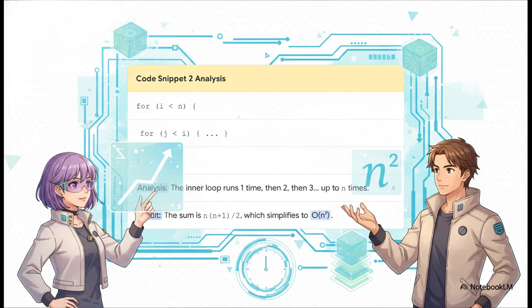Now what do we do? We just apply our rules. We drop the constant, so goodbye division by 2. Then we drop the non-dominant term, see you later, n. And what are we left with? You guessed it, still O of n squared.